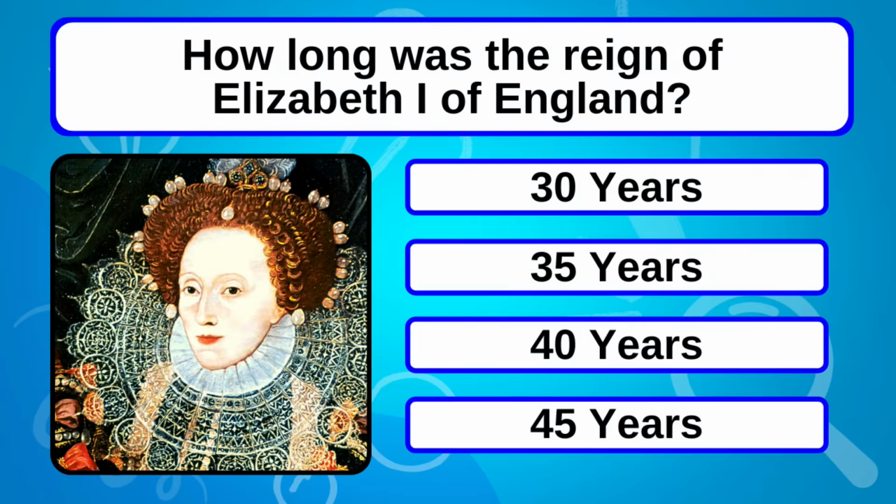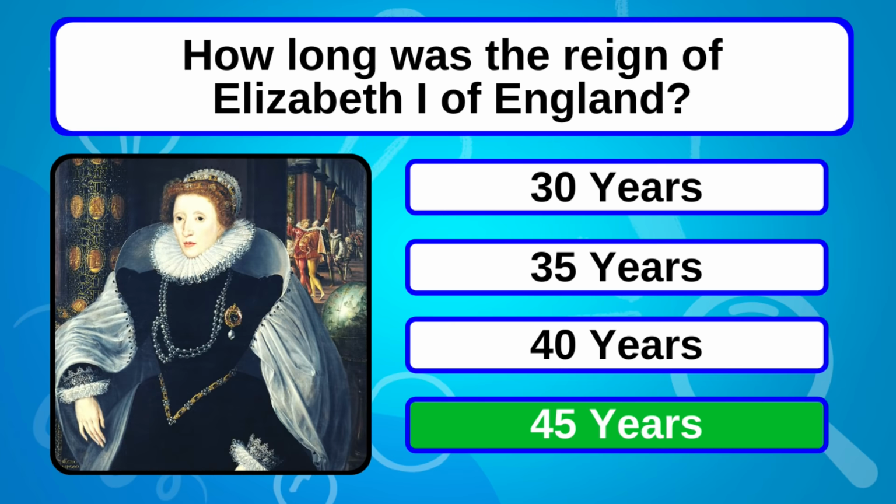Question 29. How long was the reign of Elizabeth I of England? 30 years, 35 years, 40 years, or 45 years? 45 years.